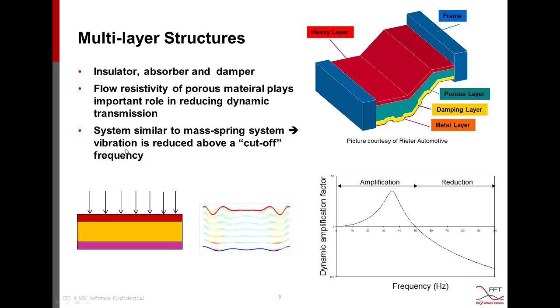So typically in dynamics, we are familiar with this phenomenon that below a certain frequency, the dynamic behavior is amplified until reaching that frequency. Now above that frequency, the dynamic response is reduced. So using Actran, we can design such a type of multi-layer structure by changing the properties of each layer, by changing their thickness, and then to achieve a cut-off frequency and optimum reduction according to the frequency.